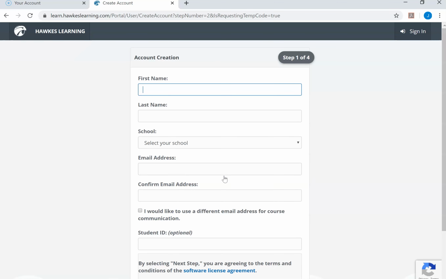So I select temporary access. You put in your name. You'll select your school. So hopefully you all know where you go to school. But after you do this, you'll also pick your instructor's name so you can find me. As well as you need to pick the section. There should only be one section that pops up that's under me, because this is the only class I'm teaching this semester that uses Hawks.